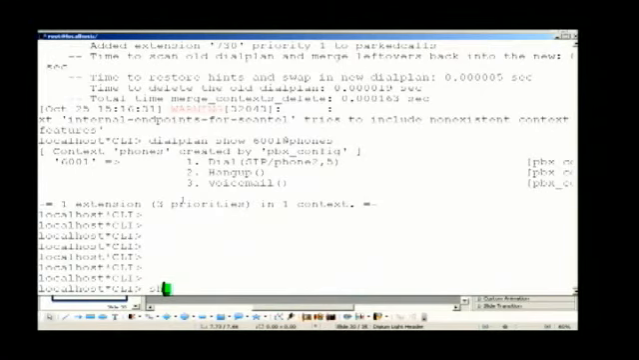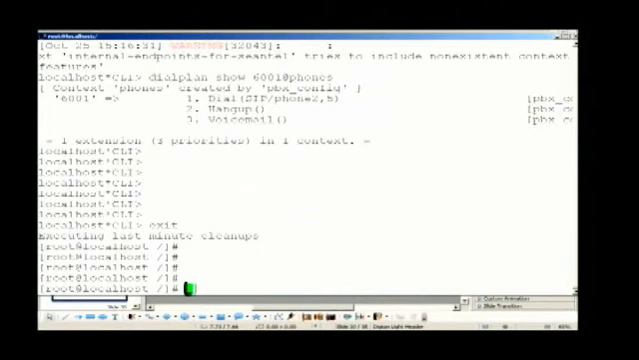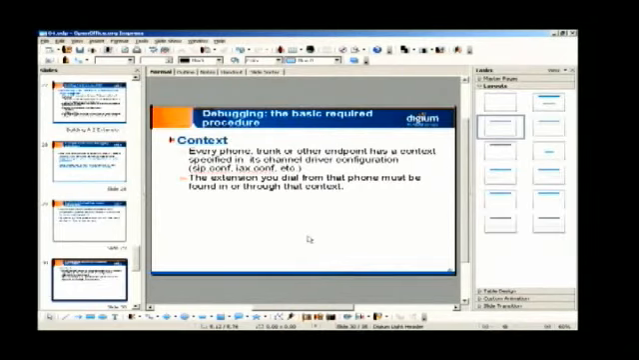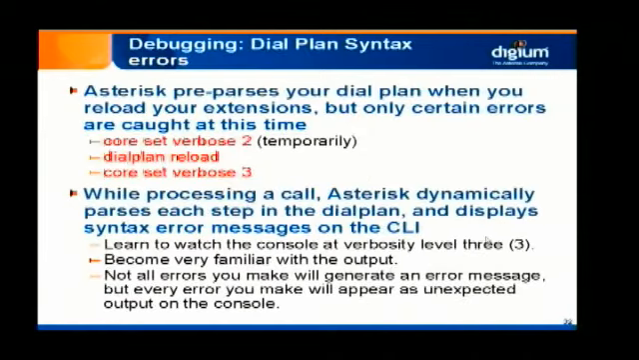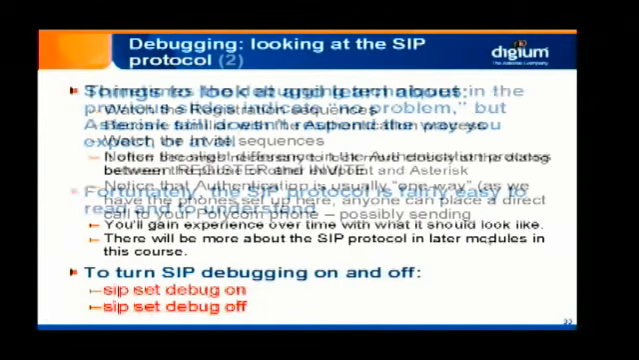So remember, the name of an extension is always extension@context, or 6001@phones. Okay? Any questions about that? All right. That is definitely good stuff to know. It usually confuses people.